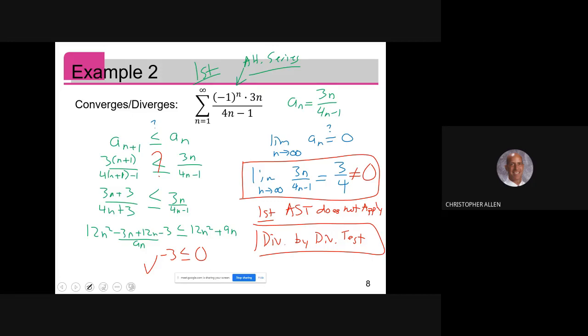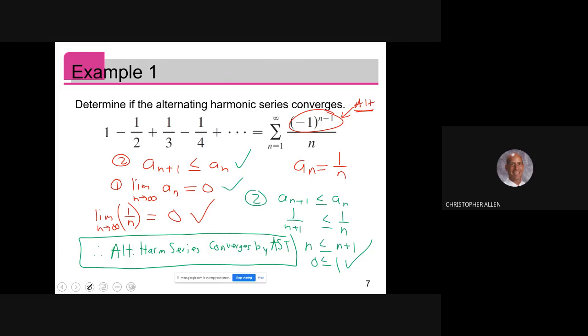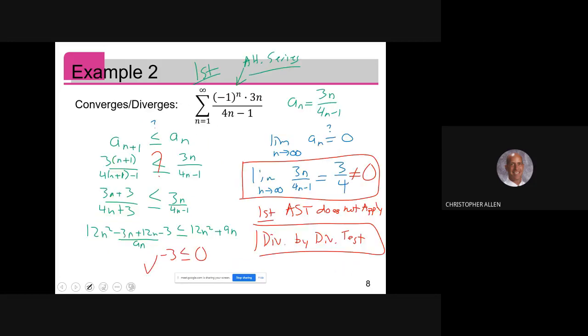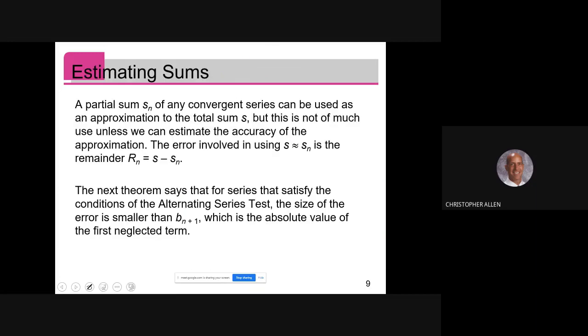All right. Okay, so you've got kind of a feel for the alternating series test. I did an example where it worked, and I've done an example where it didn't quite work, just so you would see that. So now I want to talk about estimating sums. This is where it gets a little bit more complicated.